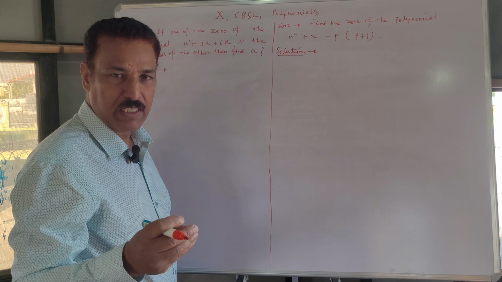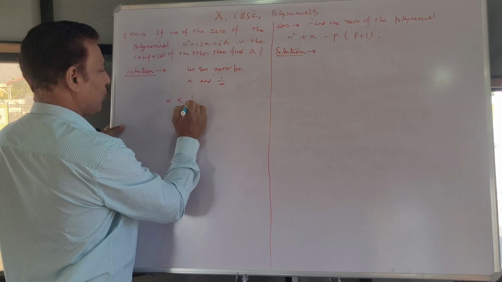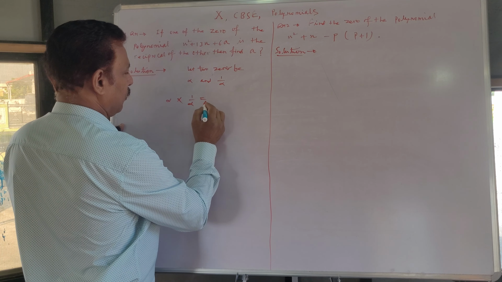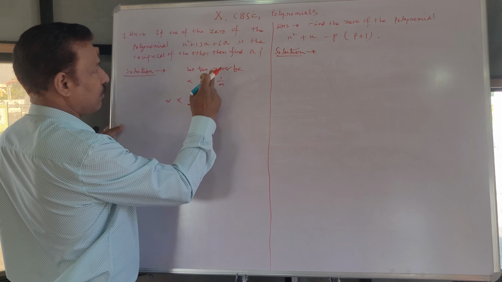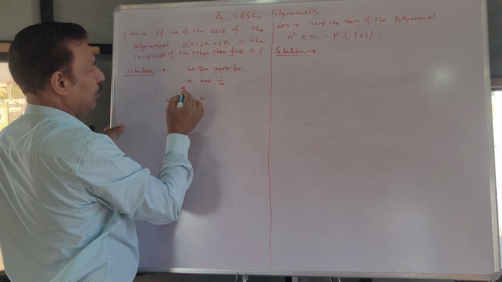Let the two zeros be alpha and, what is the reciprocal of alpha? 1 upon alpha. Then what is the product of zeros? Product of zeros means alpha into 1 upon alpha. These are the two zeros I have considered. Now, what is the product of zeros? That is c upon a.